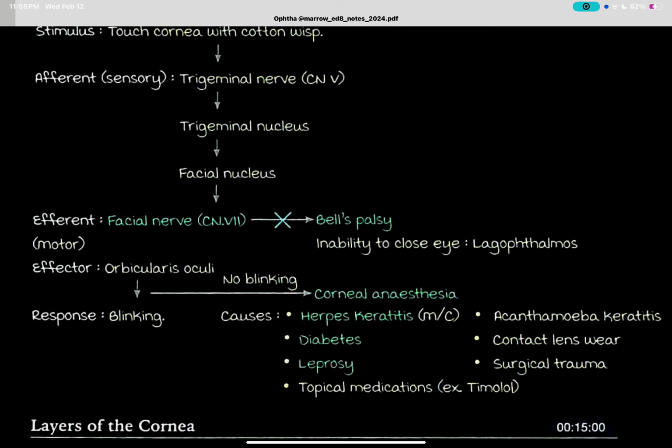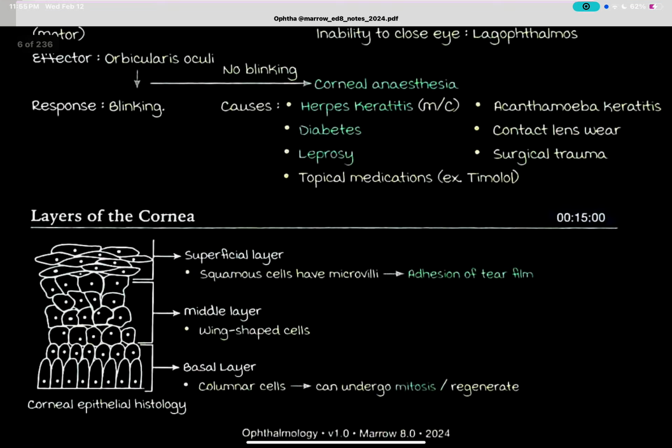What are the other causes? Diabetes, leprosy, acanthamoeba keratitis, contact lens wear, surgical trauma, and topical medications, for example timolol.